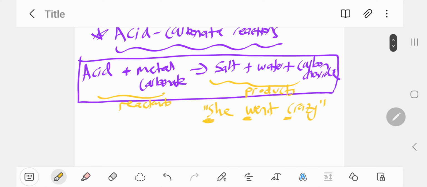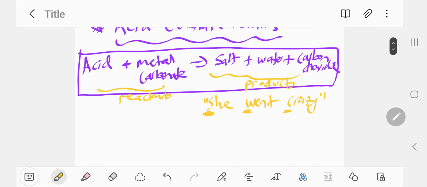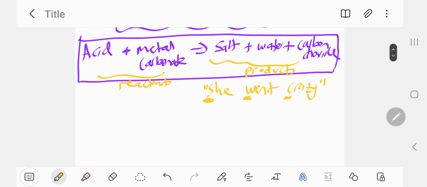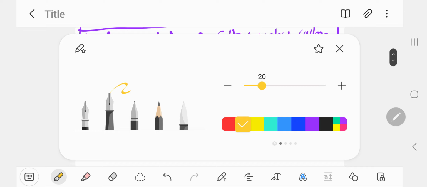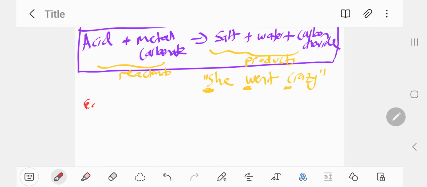So how does this reaction type work? I can illustrate this with an example. Let's suppose I've got hydrochloric acid reacting with calcium carbonate.